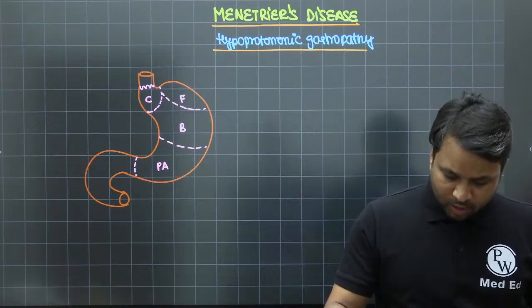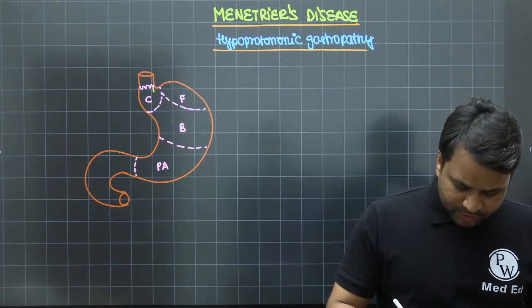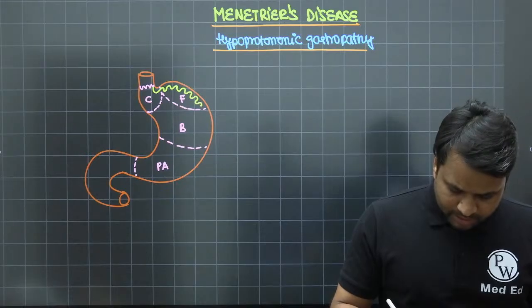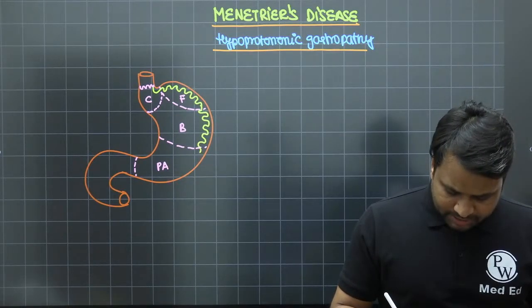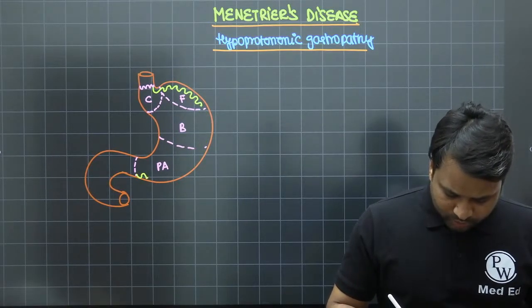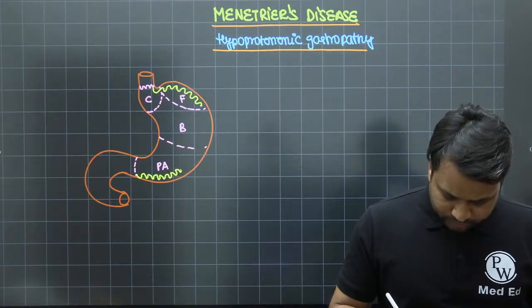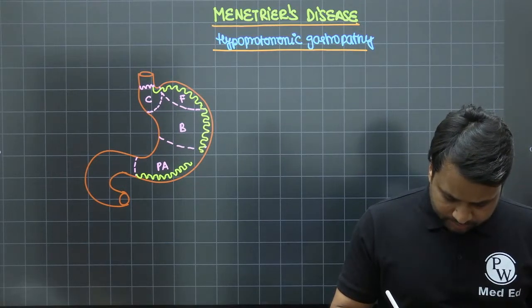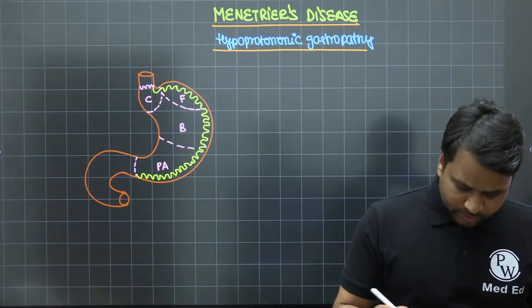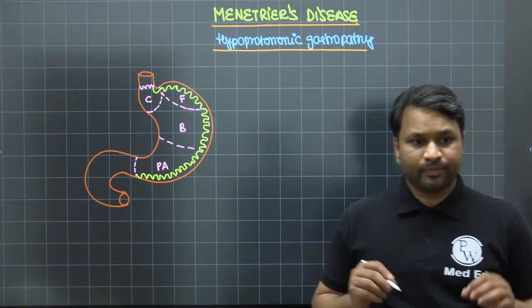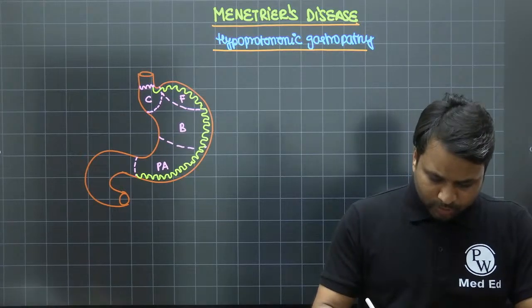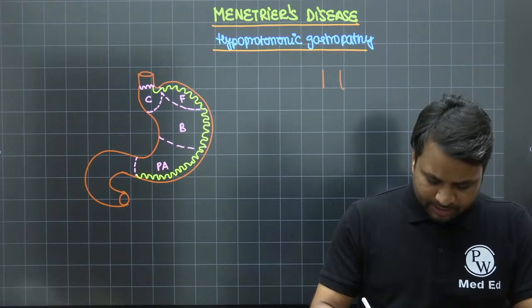Now, when you look at the inner surface, just for the sake of understanding, these are the mucosal folds which are going to be present. These are the rugosities in the stomach, which are nothing but the mucosal folds inside the stomach. We don't know the exact pathophysiology, but we'll try to put a little bit of light on what is happening in Menetrier's disease.